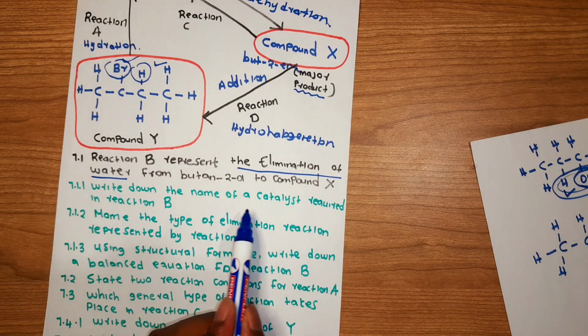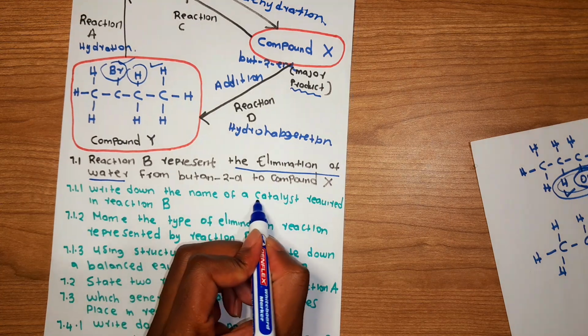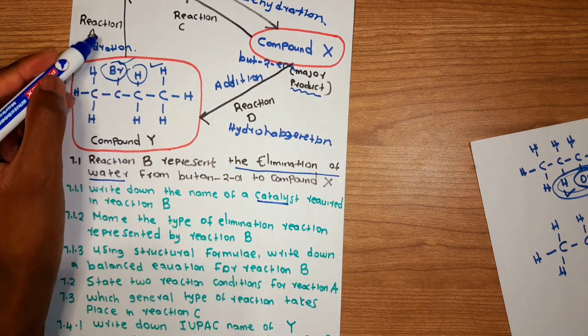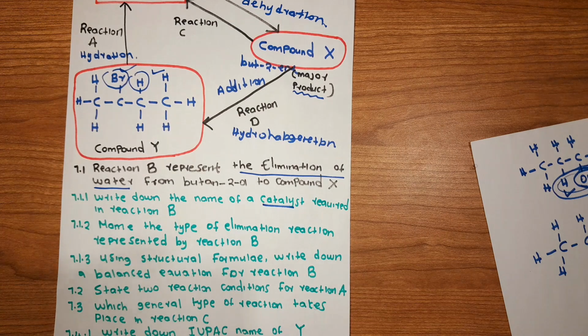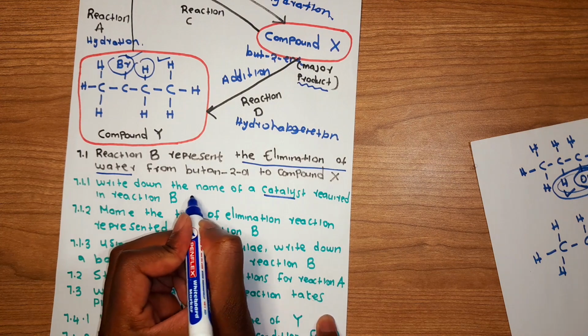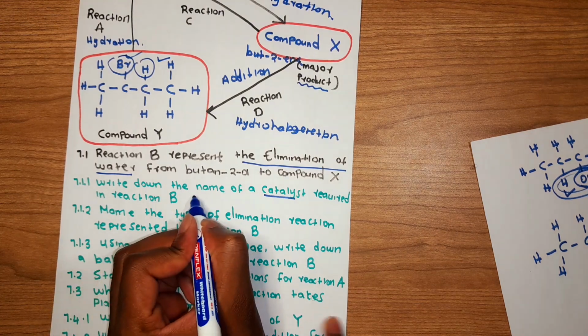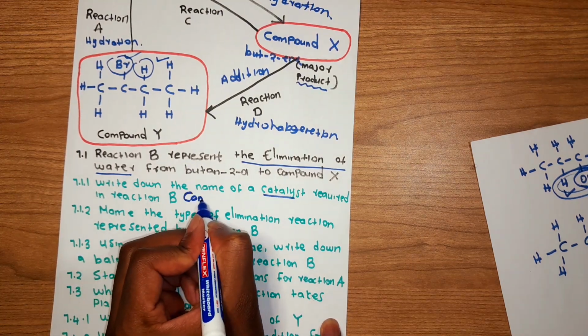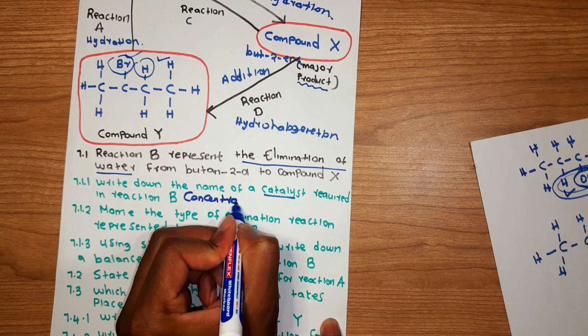Write down the name of a catalyst required in reaction B. So every time you are having a hydration reaction, what is the catalyst that you actually need? Every time you have an addition that is a hydration reaction, what catalyst do you need? You always need concentrated sulfuric acid, right? It needs to be strong.